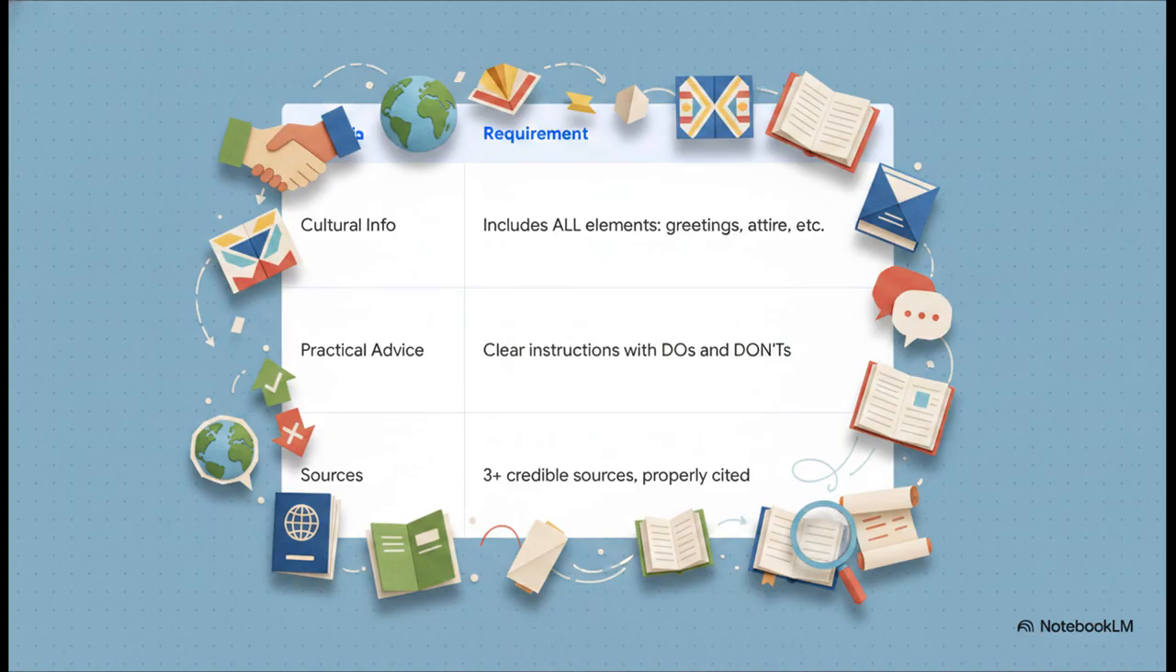And check this out. The rubric basically gives you the answers to the test. This is your cheat sheet for what an excellent guide looks like. For the top score, you need to include all the required cultural bits, greetings, gender roles, the whole shebang. Your advice needs to be crystal clear, with specific do's and don'ts. And of course, 3 or more credible sources cited correctly. There's no guesswork here. This is your target.